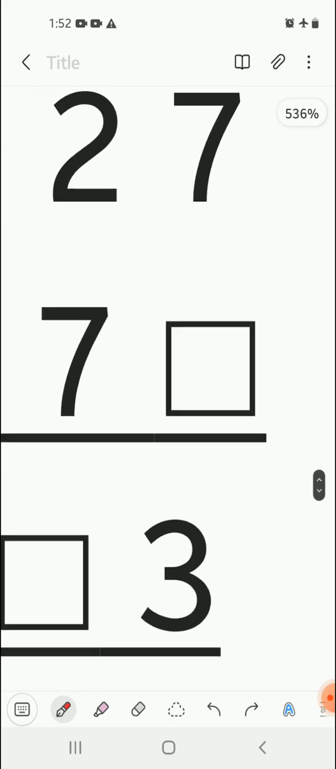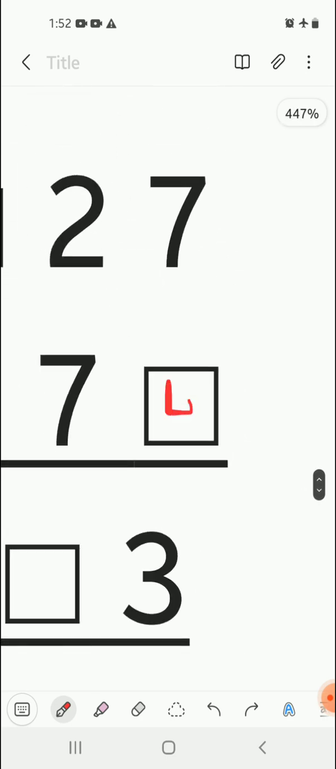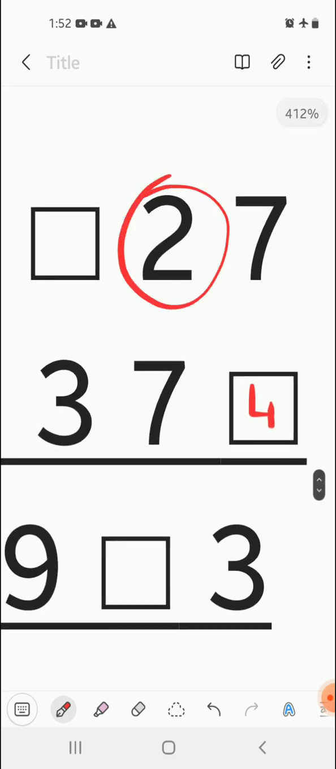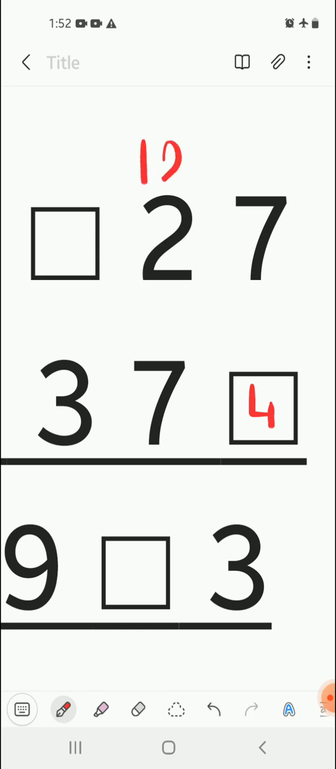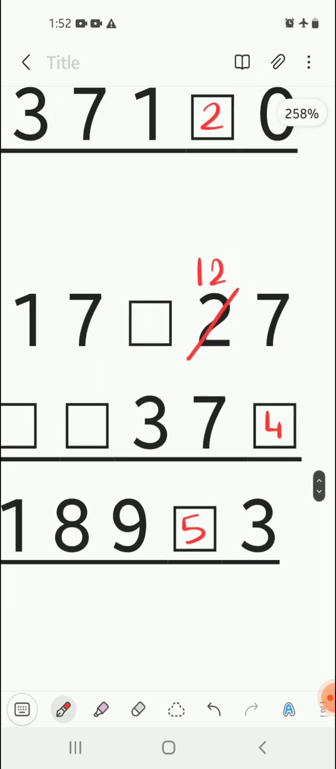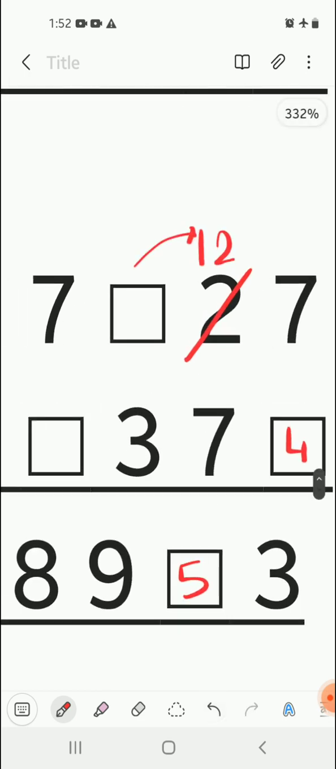See, 7 minus something is 3. Simple, it will be 4. 7 minus 4 is 3. Over here there is 2. From 2, 7 can't be subtracted. So we will assume it to be 12. Okay. So 7 subtracted from 12, we get 5. So we're going to write 5 over here. Now remember, we had taken this 1 from the previous number that is in the box. So think of a number, subtract the number, we're going to get 9.